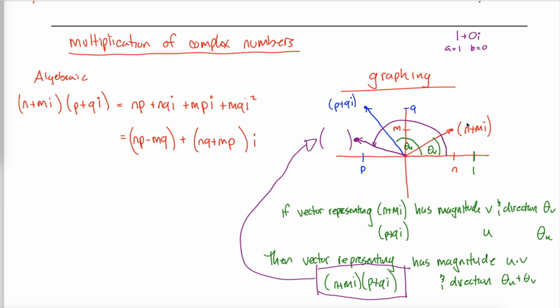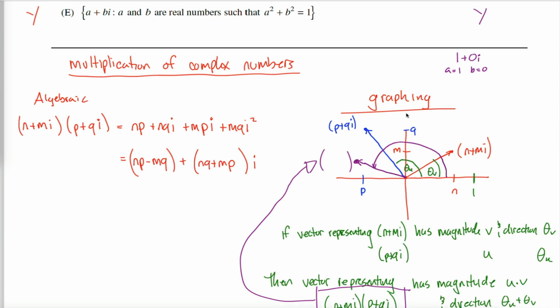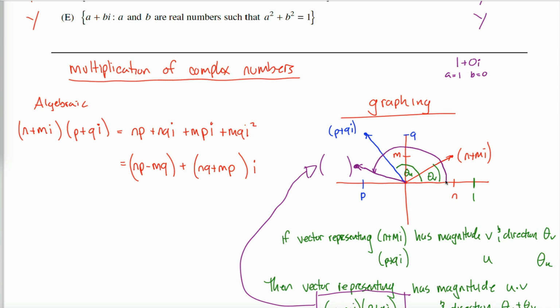What would the vector representing the inverse of this complex number look like? Well, I know that when I add the direction of this vector to the direction of its inverse, I need to get 0. Why? Because the product of an element and its inverse is the identity element. And the identity element, as we already figured out, is 1 plus 0i. The vector representing 1 plus 0i is shown right here. The direction of this vector is 0.